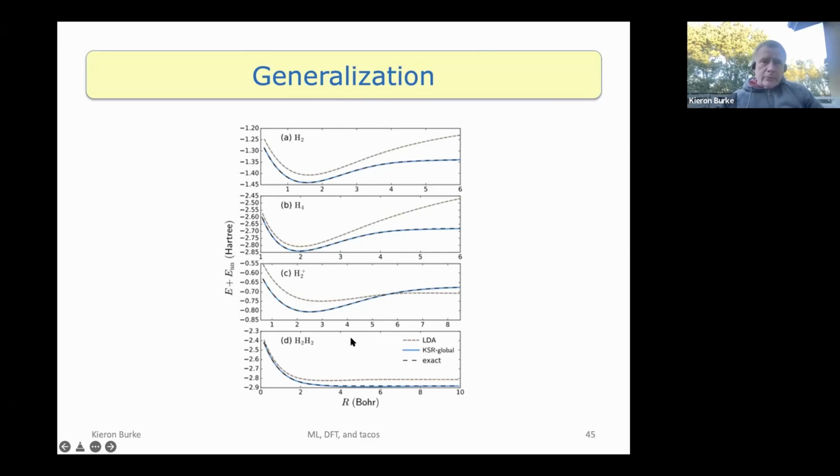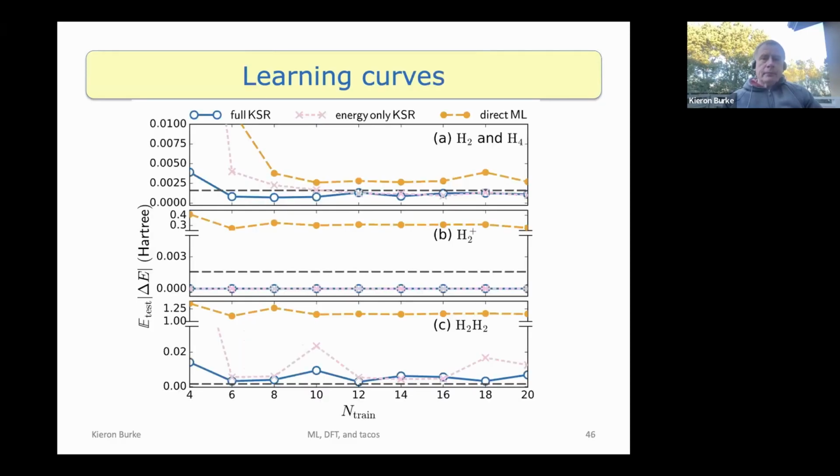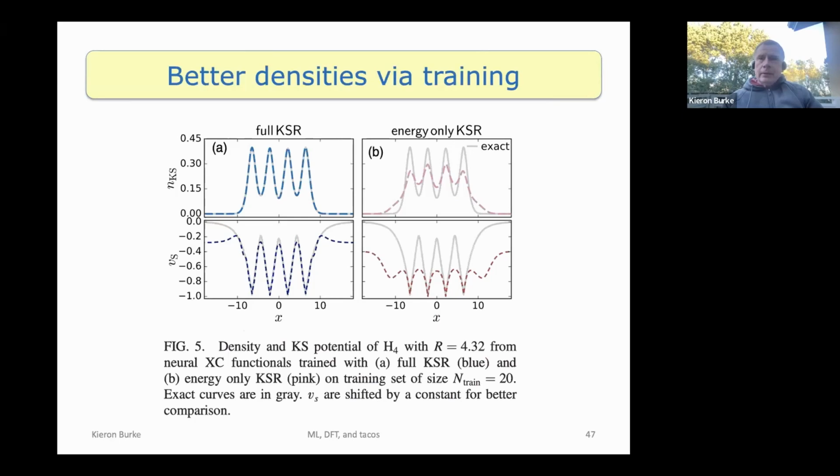So it gets H2 plus right, but then finally here we have two H2s, and we didn't train on that at all. We trained on the H4 and the H2 separately, and it gives you not quite chemical accuracy for a pair of H2s coming together. So this is sort of generalizing pretty well for this kind of thing. Now we can skip all this stuff.